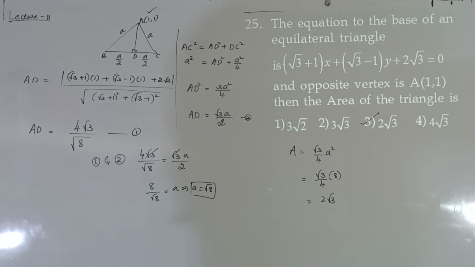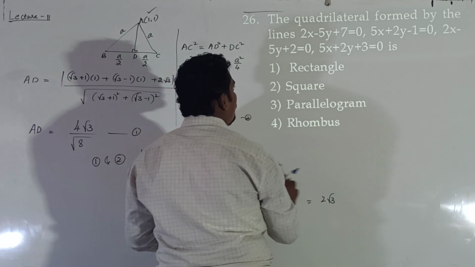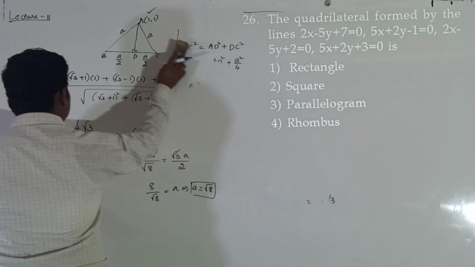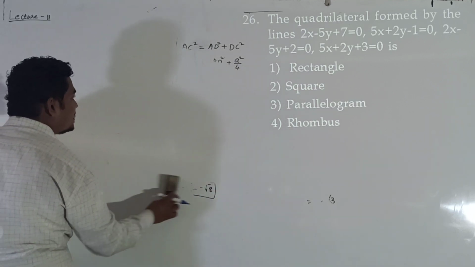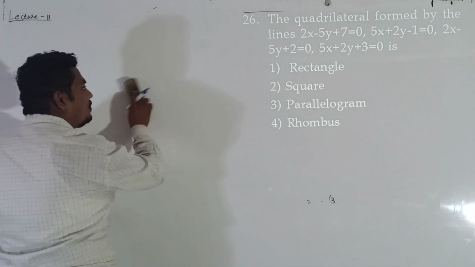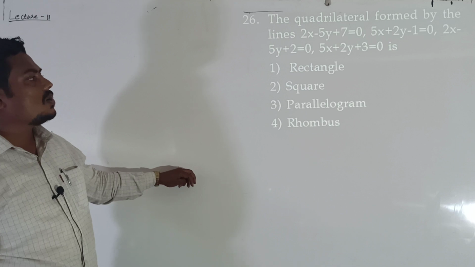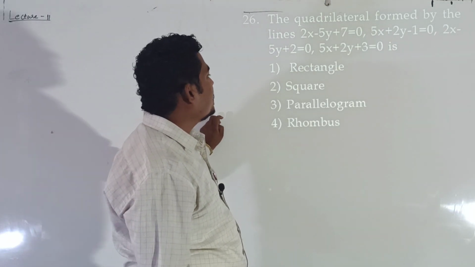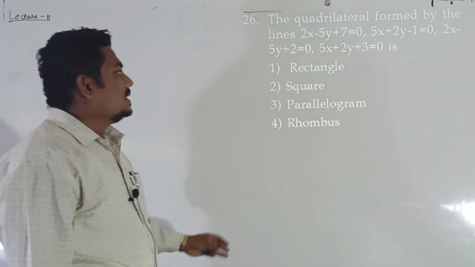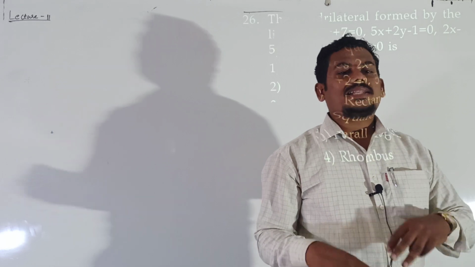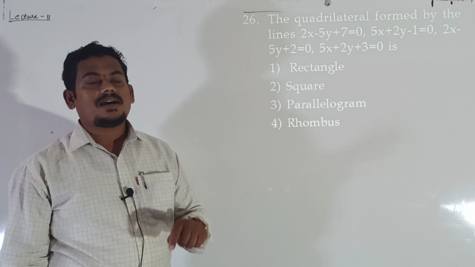Next question. The quadrilateral formed by the lines 2x minus 5y plus 7 equal to 0, 5x plus 2y minus 1 equal to 0, and 2x minus 5y plus 2 equal to 0, 5x plus 2y plus 3 equal to 0. These are the sides of the quadrilateral. Then is that quadrilateral a parallelogram, or a rectangle, or a square, or a rhombus?